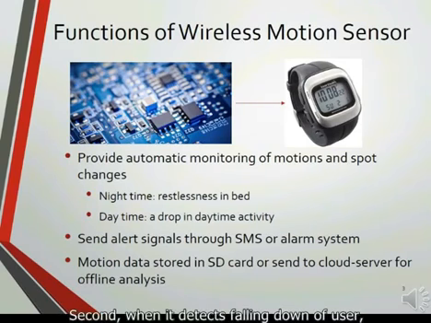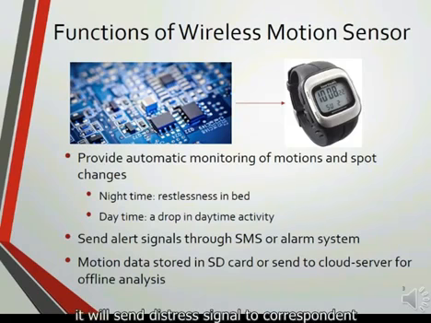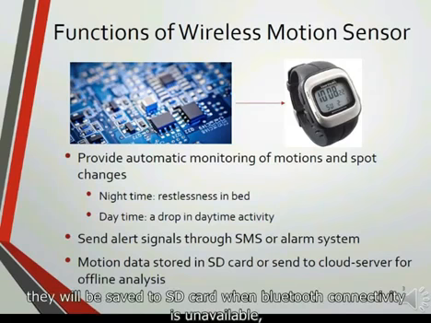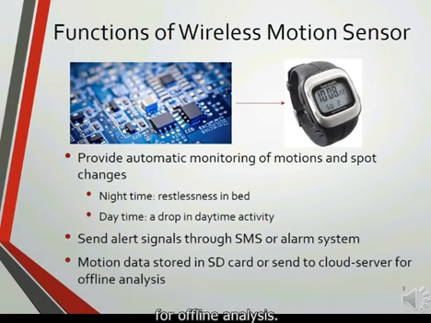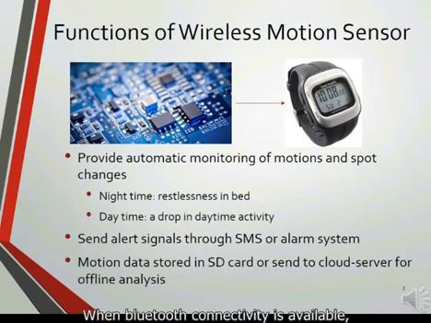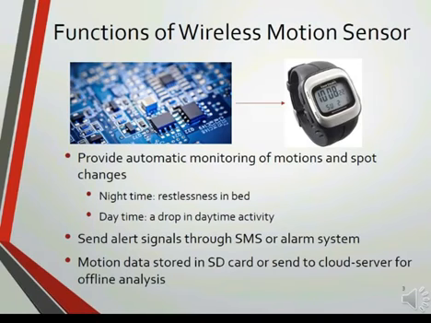Second, when it detects a user falling down, it will send a distress signal to the correspondent. Third, when motion data is collected, it will be saved to the SD card when Bluetooth connectivity is unavailable, for offline analysis. When Bluetooth connectivity is available, it will in turn send the collected data to the cloud server for real-time analysis.